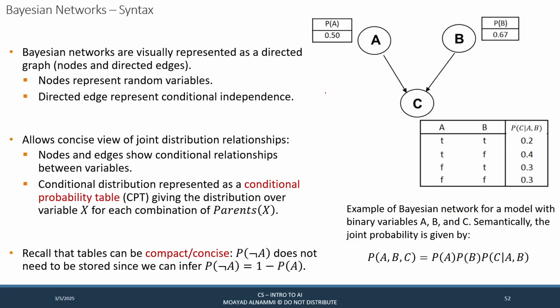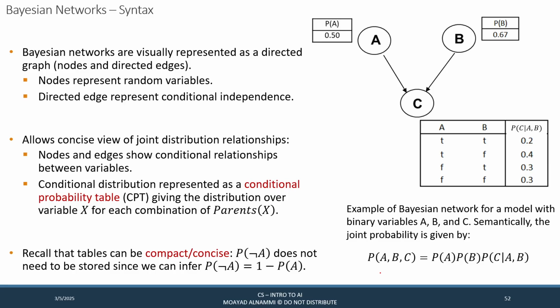One more thing I want to note is that we can represent these tables in a compact way. So the variable A here just requires one entry to store because we can infer the other entry. Similarly, for every setting of A and B here, we know that the probability that C equals true given a particular setting of A and B is 0.2. And so you can infer the probability that C is false given that A is true and B is true as well.